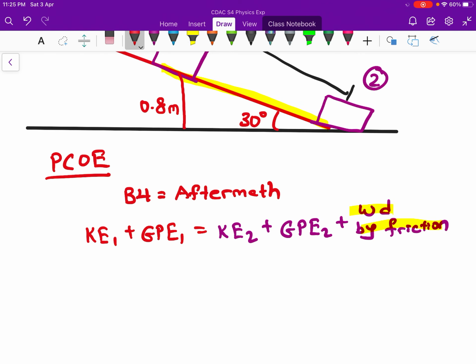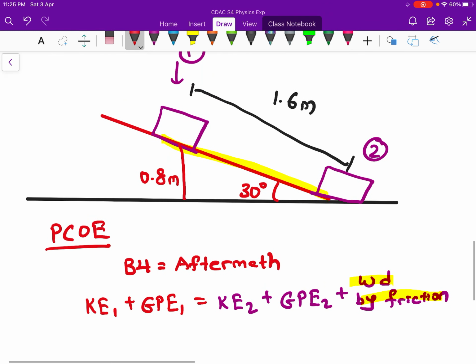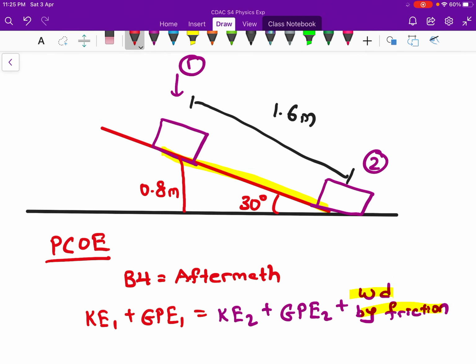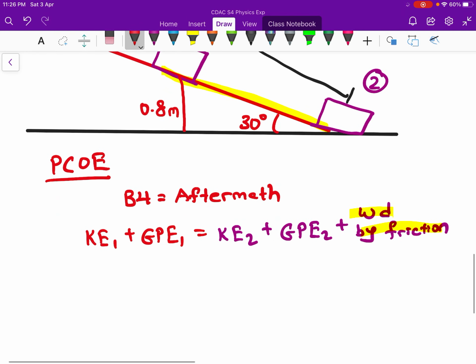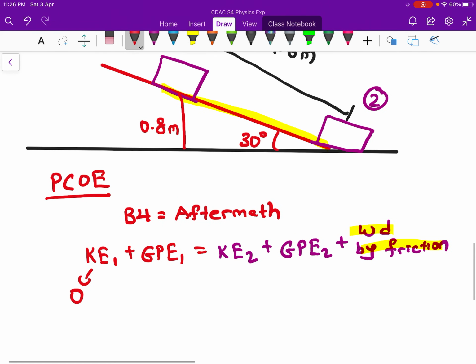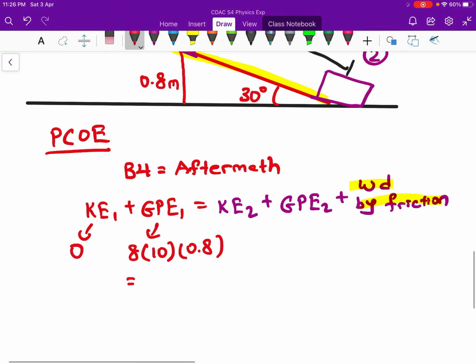So the kinetic energy at point 1 is basically 0, because they say it stops, so KE1 is 0. But I have some GPE. This GPE is mgh, where m is 8 kg, g is 10, and h is 0.8. So of course we will get about 64 joules.